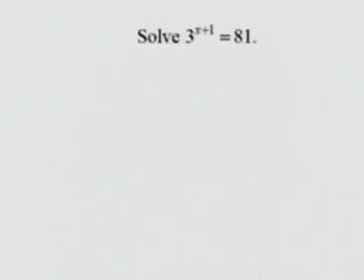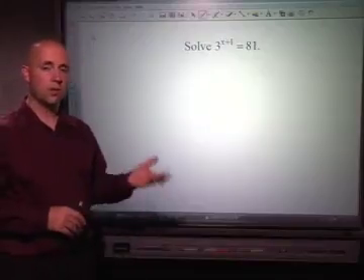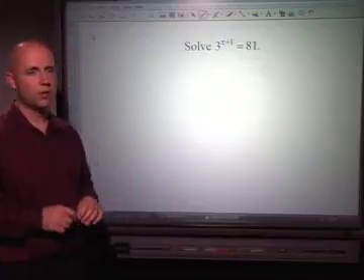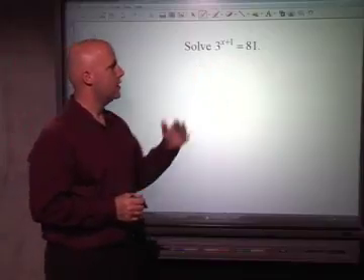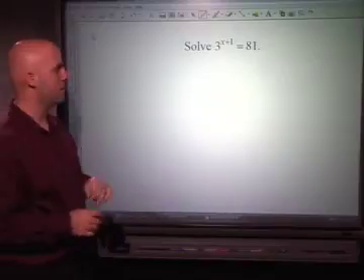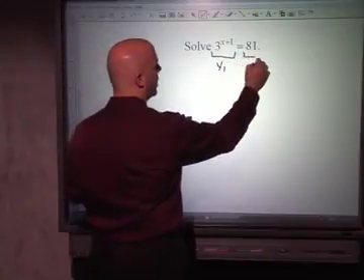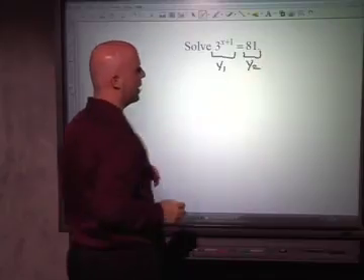We want to solve the equation 3 to the x plus 1 equals 81. We have two options for solving equations on our calculator. We can use the zero feature or the intersect feature. Since we have two expressions, one on each side of the equal sign and neither is 0, we're going to opt for the intersection method. So we're going to let the left side be y1, and we'll let the right side be y2.